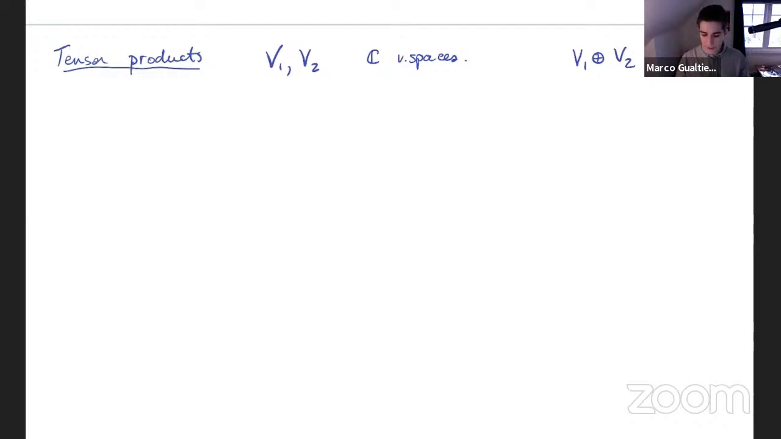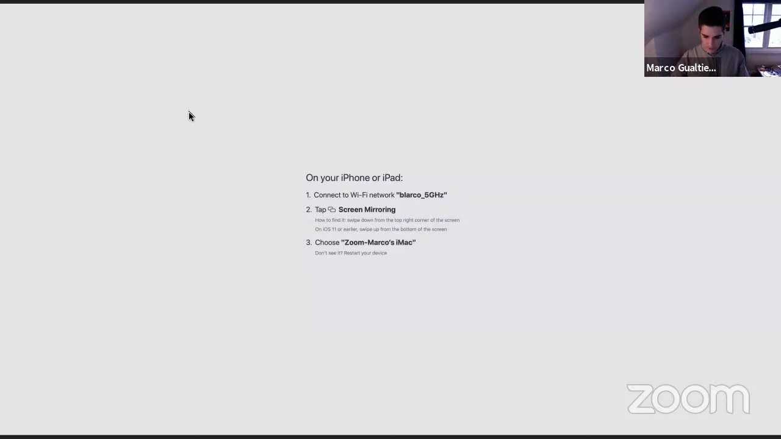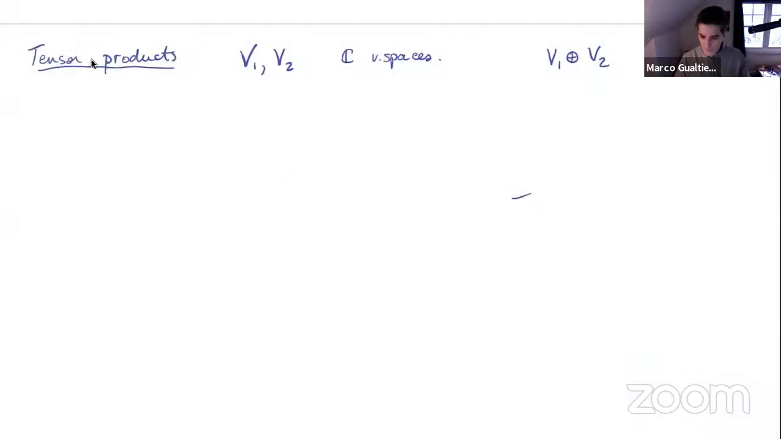Sorry, one second. I have to fix this. It's not accepting my input. Okay, it seems to be okay, but whenever I turn on Zoom, Zoom is not letting. Okay, I'll try to keep it going, but it's strange. This hasn't happened before.